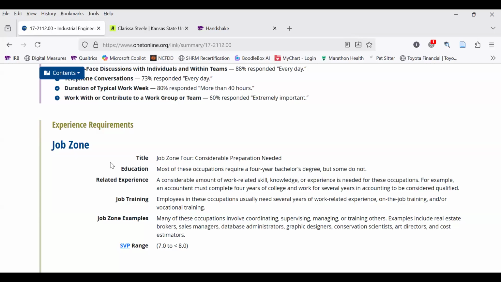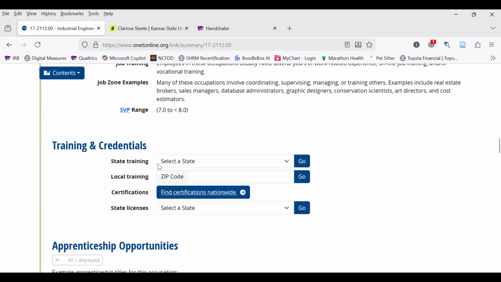So here, for example, it looks like a bachelor's degree is often required, but not always required. So that might be helpful to understand in your specific context in your organization. If you have to write an industrial engineer position description, do you need to say that you require the bachelor's, or is it an ideal requirement for the job? We also can get training and credentials.